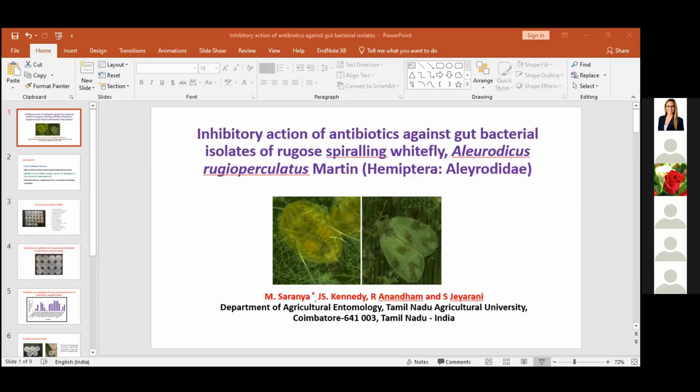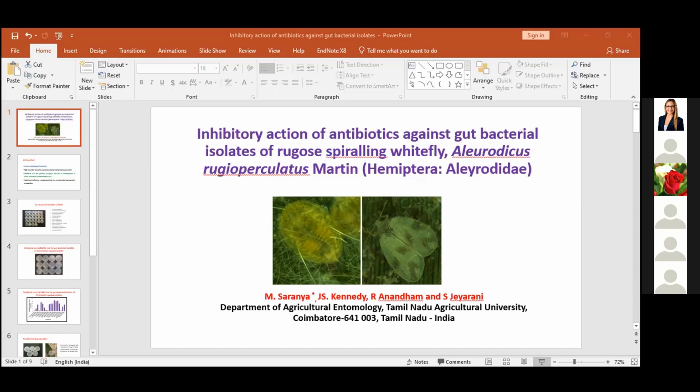And then we tested the antibiotic susceptibility of these bacterial isolates of the Rugose spiraling whitefly. In that we can see here, this is our organism against these antibiotics. The results showed we have tested 19 antibiotics in total. In that, the antibiotics with the highest susceptibility were carbenicillin, cefotaxime, ciprofloxacin, and erythromycin.